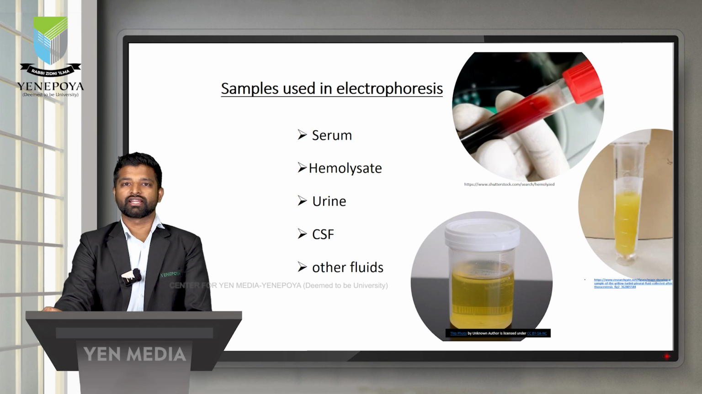Next, sample used in electrophoresis. We can use any of the clinical samples like serum, which can be used for protein and lipoprotein estimation, hemolysate for hemoglobin estimation, and urine, CSF and other body fluids can also be used.